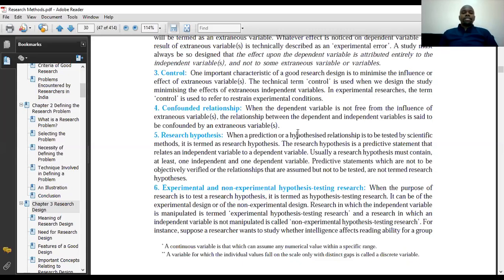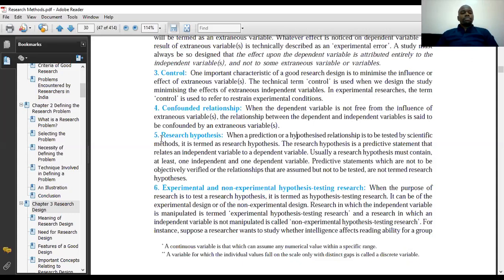If during that research, air is something you cannot control, all right? Air is something you cannot control, or even room pressure. Room pressure is something you cannot control. Those kinds of variables which you cannot actually control will definitely influence the dependent variable. They make the relationship between the dependent variable and the independent variable what is called a confounded relationship. All right, a confounded relationship.